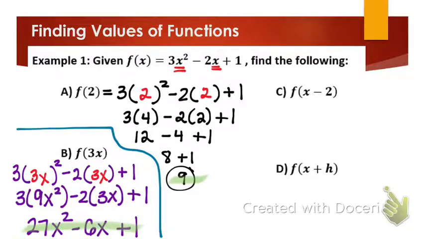All right, letter C. This one gets a little trickier because we have to make a box or foil, whichever way you've learned to do that, because you have to take x minus 2 squared. So we have 3 times something squared minus 2 times something plus 1. So we're putting in the x minus 2.